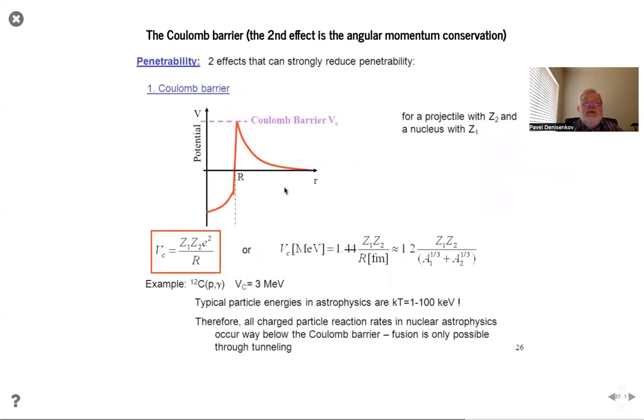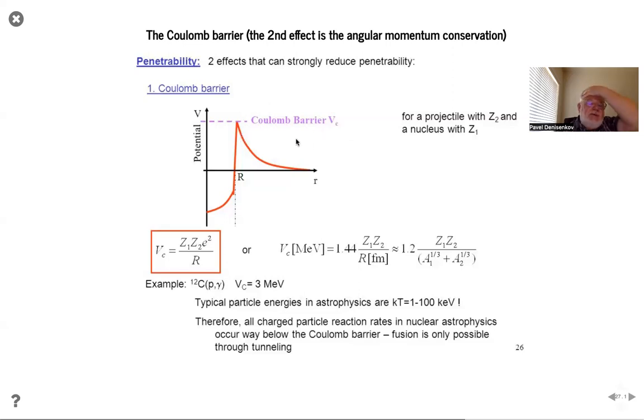So this slide just explains the importance of quantum tunneling through the Coulomb barrier for charged particle thermonuclear reactions in stars. I'm not going to spend much time on these slides because this is well-known physics, which should be known to you. There is a Coulomb barrier when we consider thermonuclear reactions between electrically charged particles. For instance, proton and carbon-12 are both positively electrically charged, and there is a Coulomb barrier.